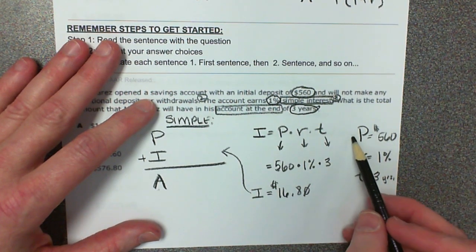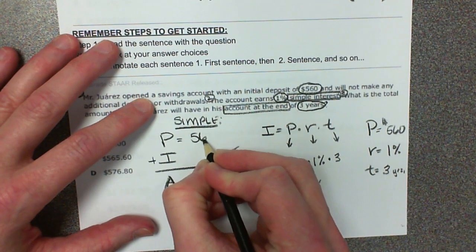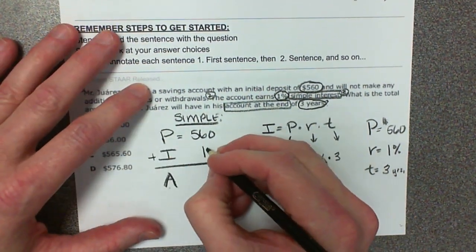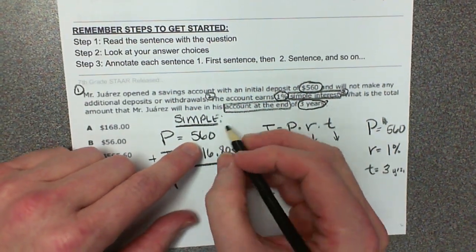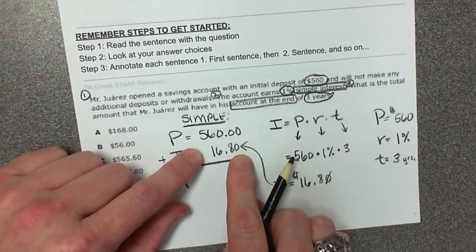Now I have a dollar amount, capital P. I'm simply going to put in that information, 560. I have my capital I, 16.80. And in fact, let's go ahead and line our decimals up, just like we have done for years, since we're talking about money.